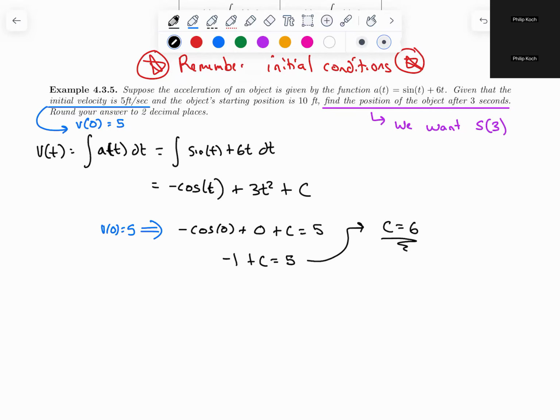So this one, we're given an initial condition on the derivative, and we're given an initial condition on the object's position. We're given that S of 0 is equal to 10. We know the starting position is 10 feet above whatever we're measuring, above or to the right of us and to the left of us, depending on how we're measuring this whole object. So now we know what C is.